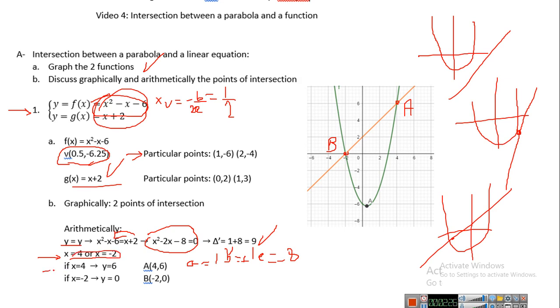Now if x is 4, either you replace in the first equation to find y or in the second. So better to replace it in the line. So 4 plus 2 is 6. So I have the first point. If x is minus 2, you replace it in the line: minus 2 plus 2 is 0. So these are the 2 points of intersection.